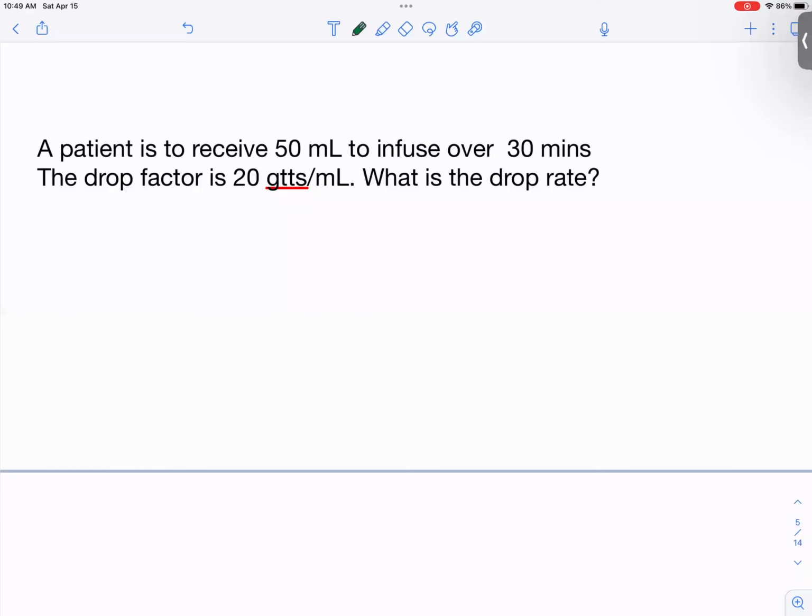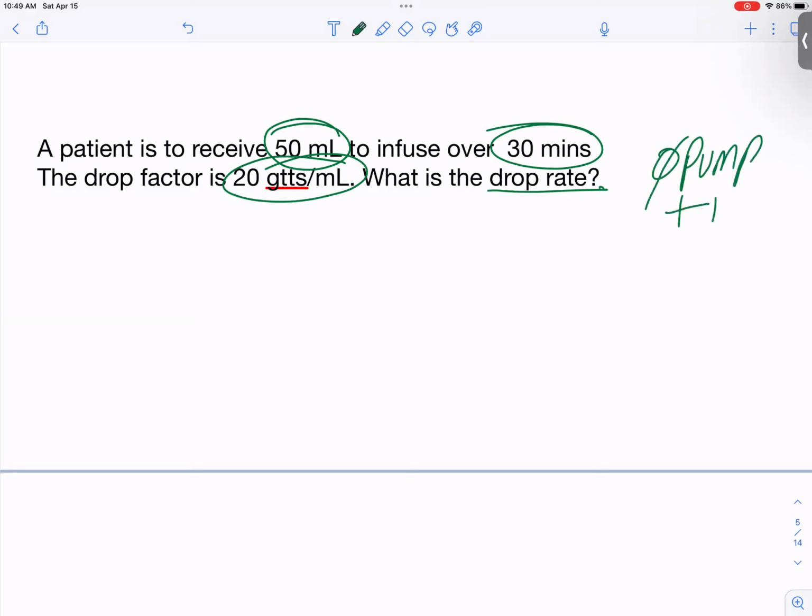Let's do it together. All right, a patient is to receive 50 milliliters volume over 30 minutes time. I have a drop factor. It's asking me a drop rate. What is missing from this? There's no pump, and they offer a drop factor. So I am solving for drops per minute. I have no IV pump to use, and I have a drop factor. It is drops per minute.